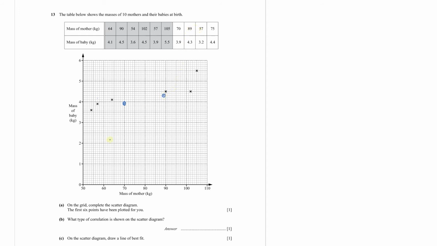Then you have 57 and 3.2. So 57 will be 3 blocks here, and you have to go up till 3, 3.1, 3.2. So 2 blocks above 3 and 3 blocks before 60, which is 57. So 57 and 3.2 will be this point. And the last one is 75 and 4.4. 75 will be this, and then 4.5 is this, then 4.4 will be this value.